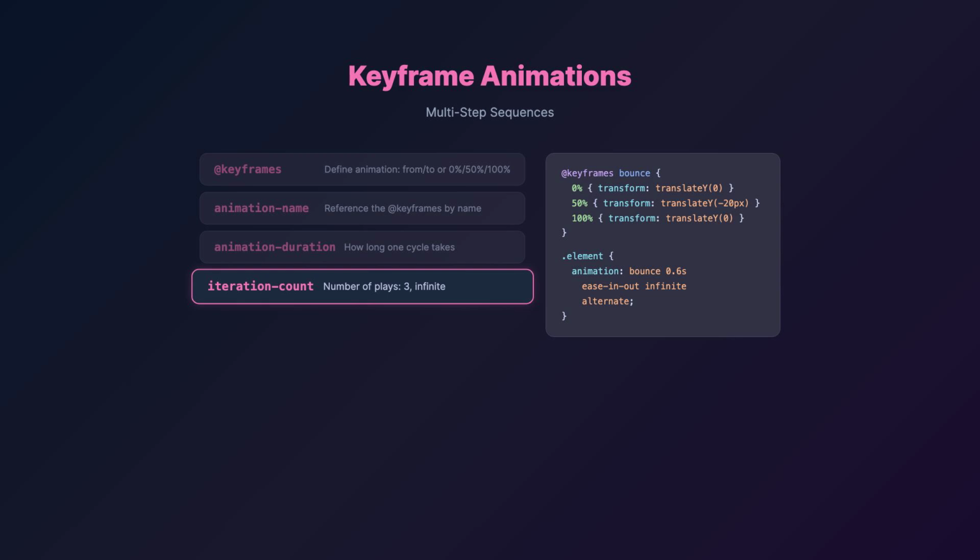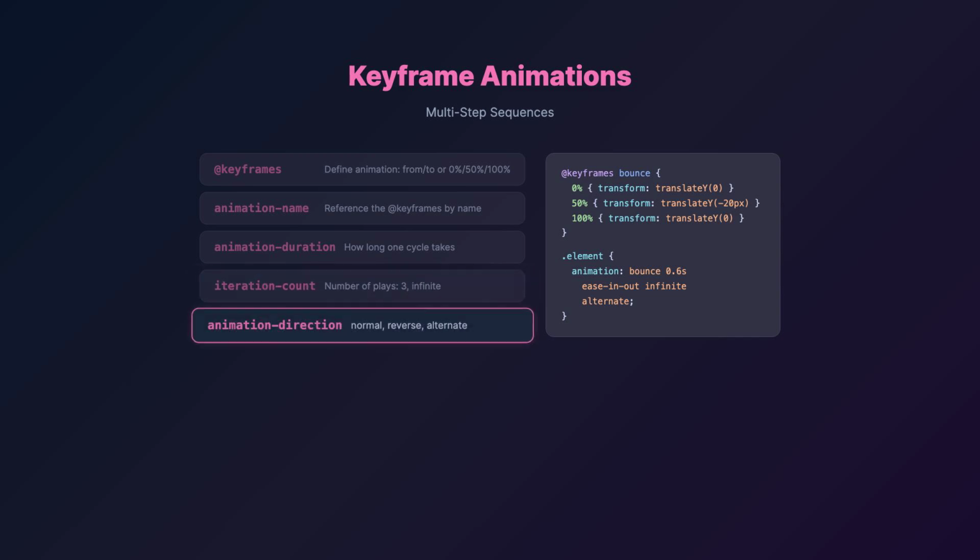Animation iteration count controls how many times it plays. Animation-iteration-count: 3 plays it 3 times. Infinite makes it loop forever, perfect for loading spinners.